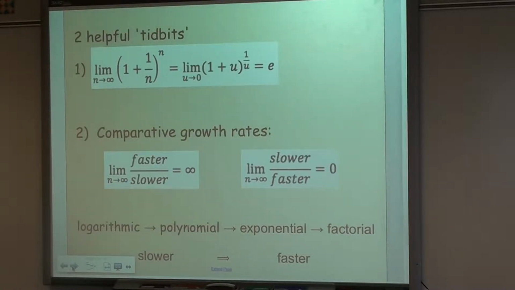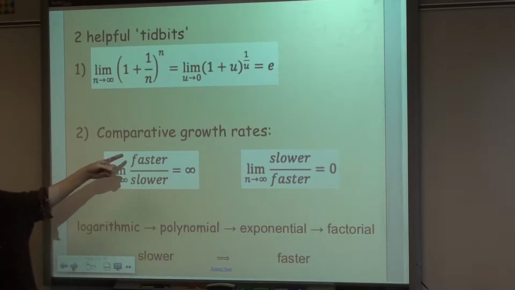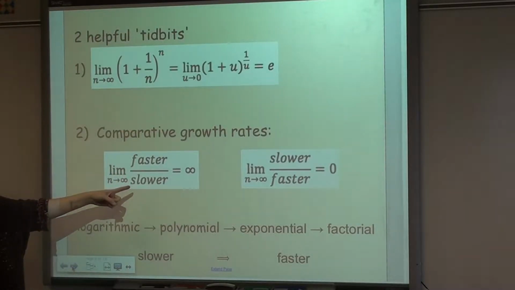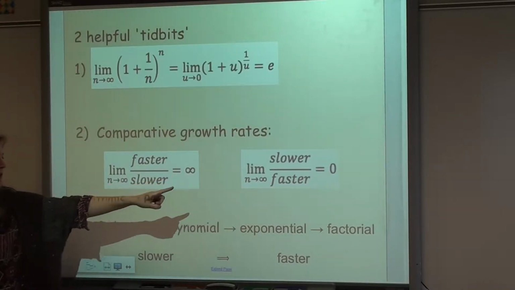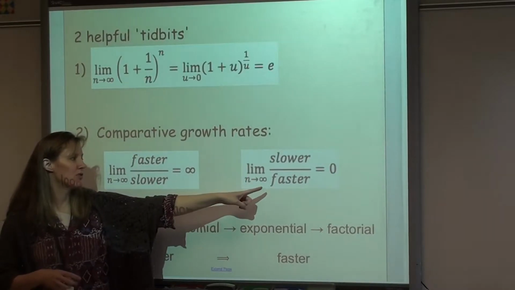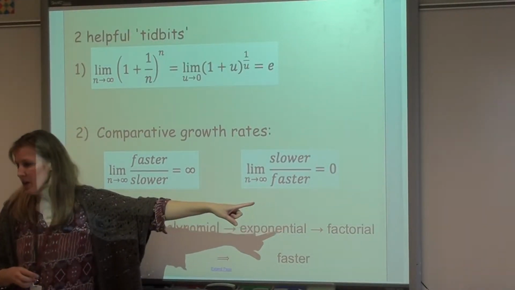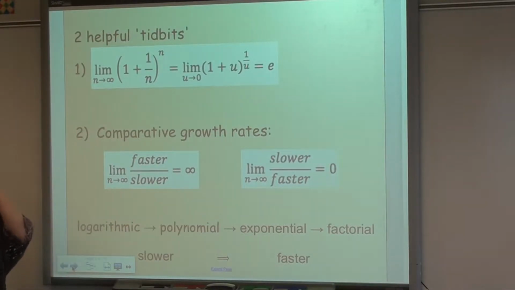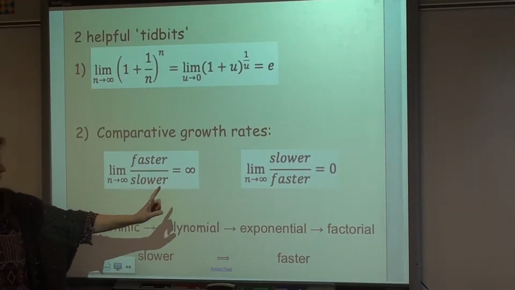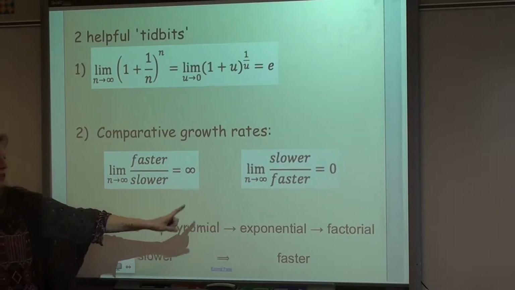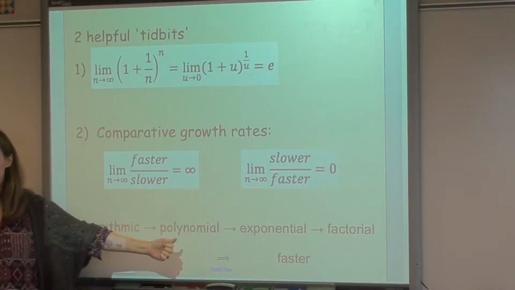Okay, comparative growth rates. If you have a limit as n approaches infinity of a function that grows faster over a function that grows slower, the limit will approach infinity. And then vice versa. If you have a function that grows slower over a function that grows faster, that limit will approach 0. So without doing any work at all, if I have a limit as n approaches infinity of ln x over 8x squared minus 5, I know that's going to go to 0 because it's a slower over a faster function.